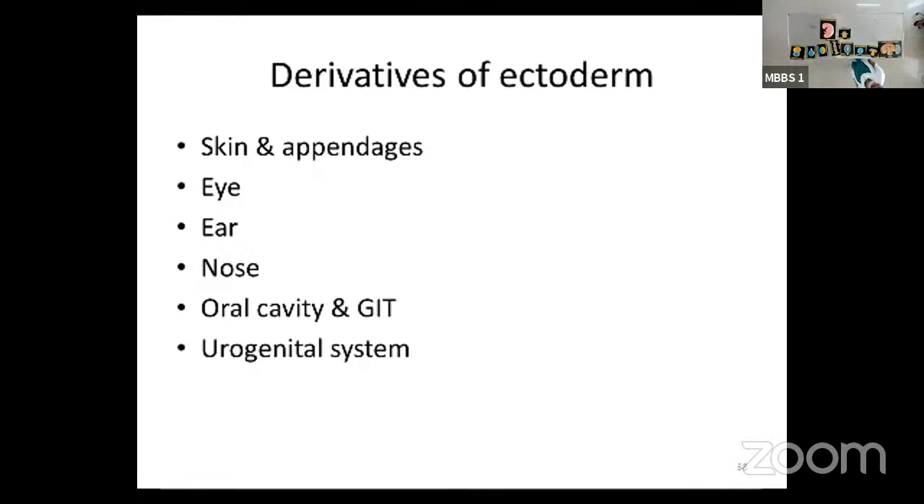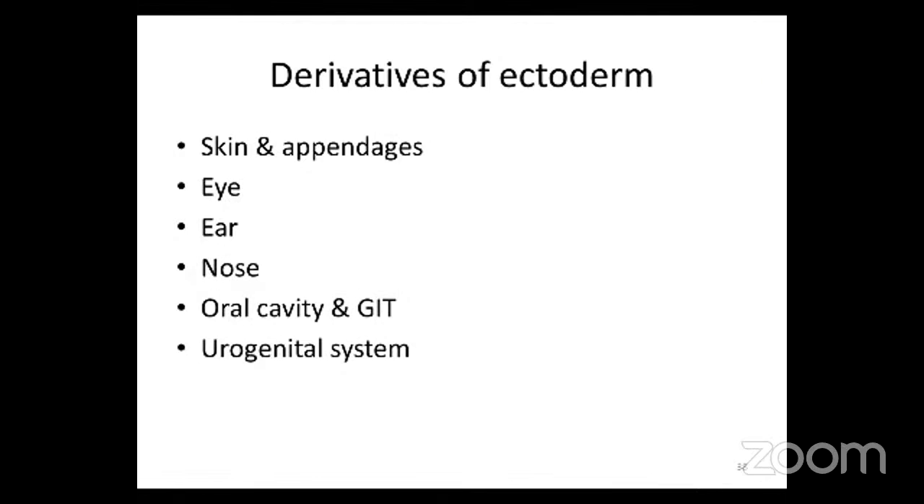Then coming to the nose. In nose you get lining of the nasal cavity. Nasal cavity is connected to paranasal sinuses. So lining of the paranasal sinuses. Then olfactory bulb and olfactory nerve. These are ectodermal in origin. Olfactory nerve is the first cranial nerve. Isn't it? It is a first cranial nerve. So these are coming from the ectoderm.